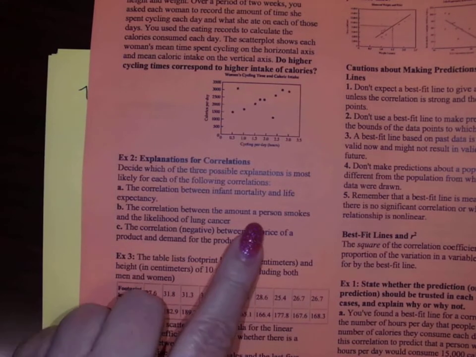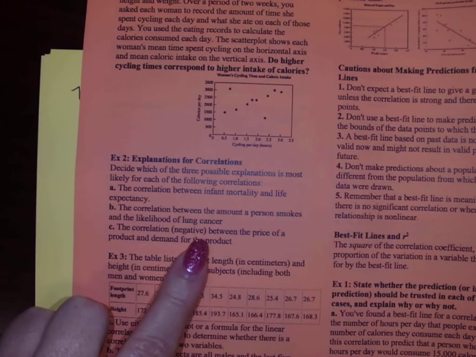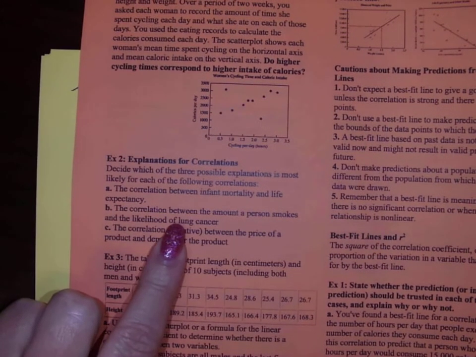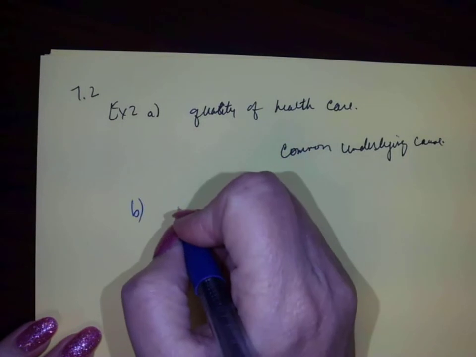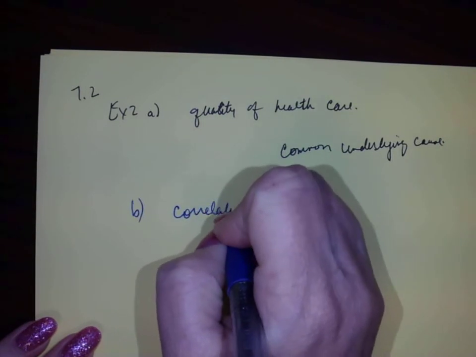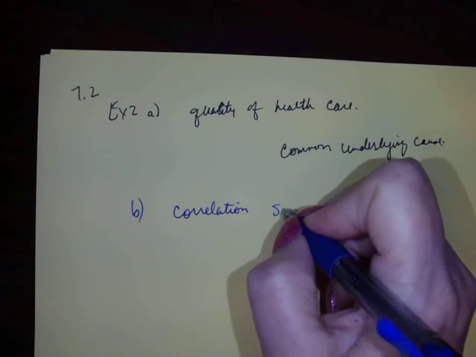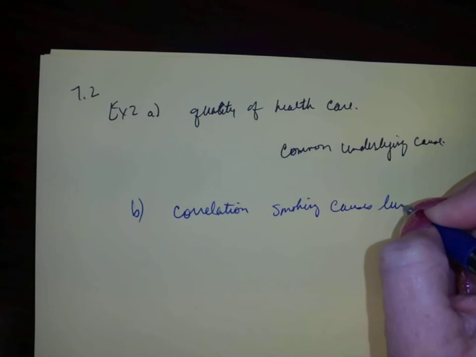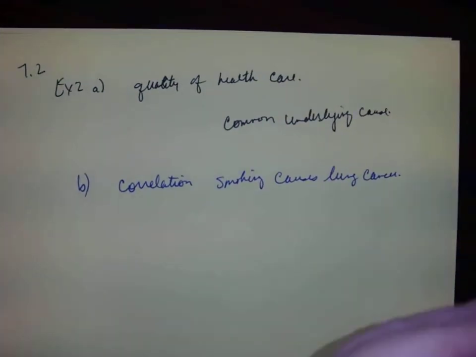The correlation between the amount a person smokes and the likelihood of lung cancer. All right, so what's the correlation of that? Well, we've talked about this a couple of times. Smoking causes lung cancer. So there is a correlation that happens there. So this would be a direct cause, right? Smoking causes lung cancer.